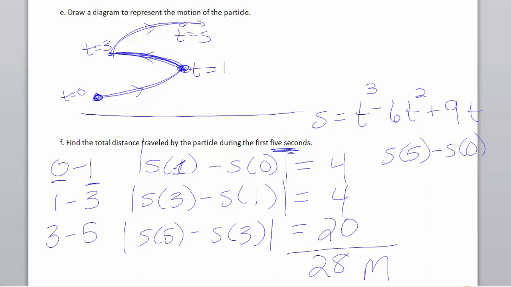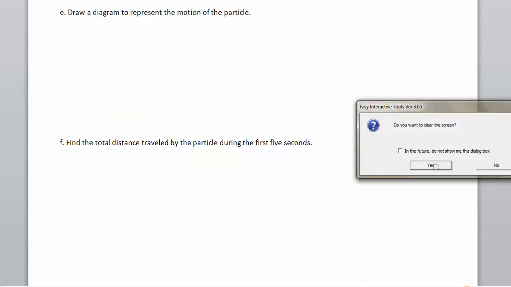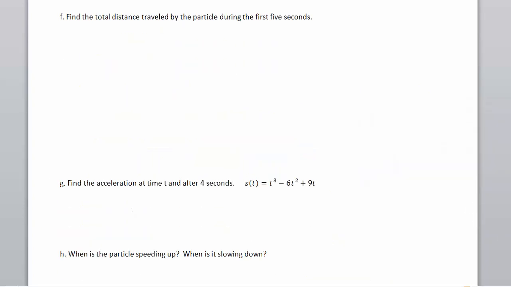It would give you displacement. It would tell you where you started and where you ended and how far apart you were. But it wouldn't tell you how far you went in between. Okay? And then a couple more questions.